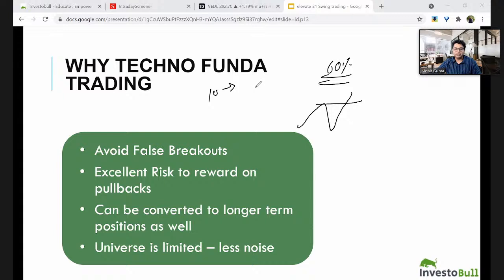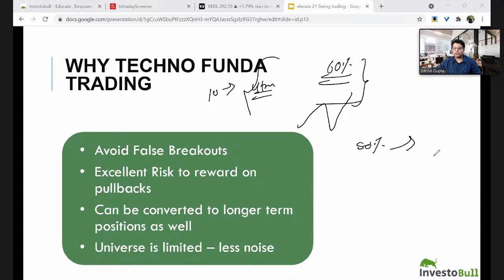So out of 10 breakout trades that you take, only 4 are going to succeed and 6 are going to fail. So this shifts the probability in favor of the market, not in favor of you. Why? Because if you lose 6 times out of 10, you're probably going to lose your money also. Basically, when you buy or sell, your probability is 50%.